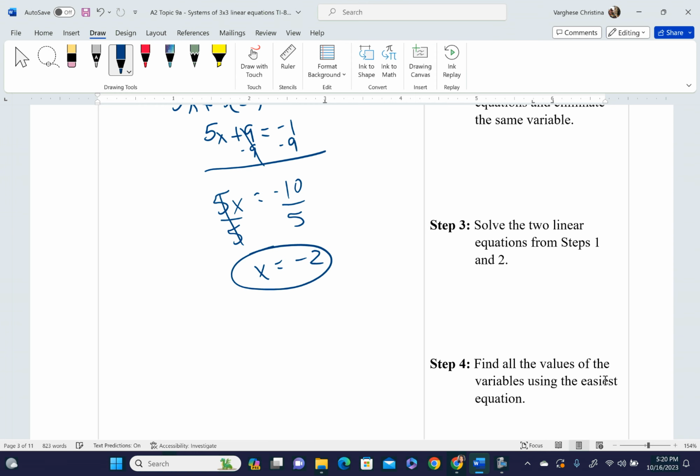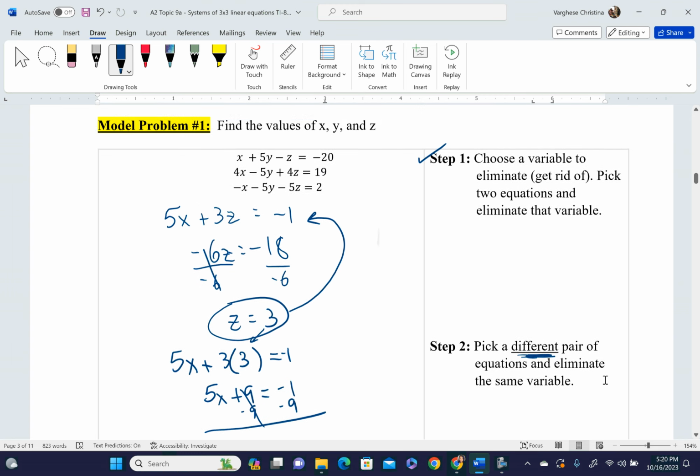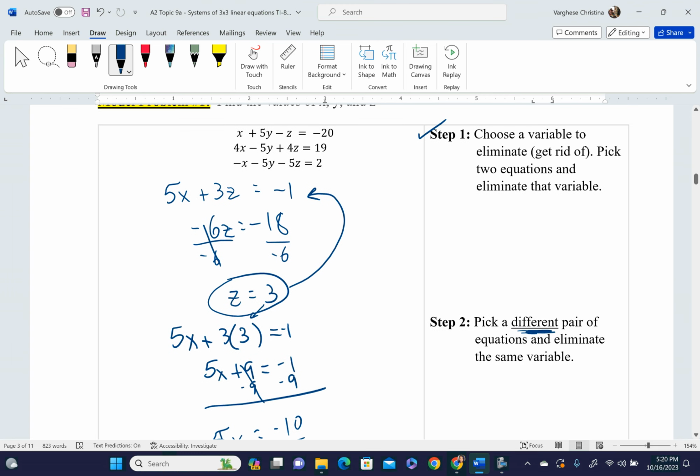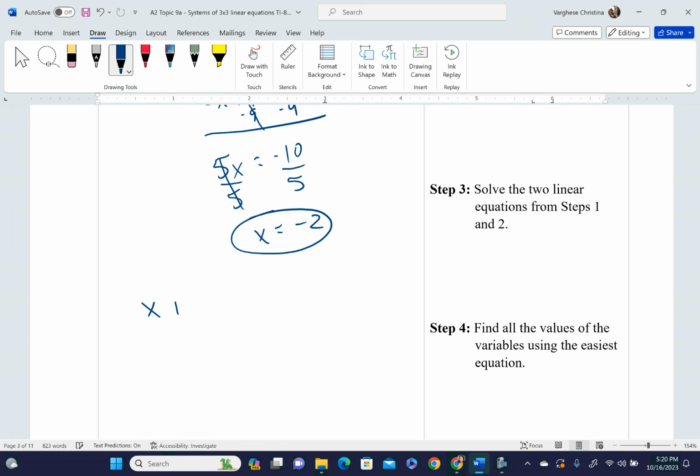Okay, so now I have z and I have x. To find the third one, which is y, I can pick any of these right here, and I could plug in my x and my z. Since I like positive numbers, I'm just going to go ahead and do this one. So I have x plus 5y minus z is going to equal negative 20. That negative 20 is not looking pretty, but whatever. So I'm going to plug in my x, which is negative 2.